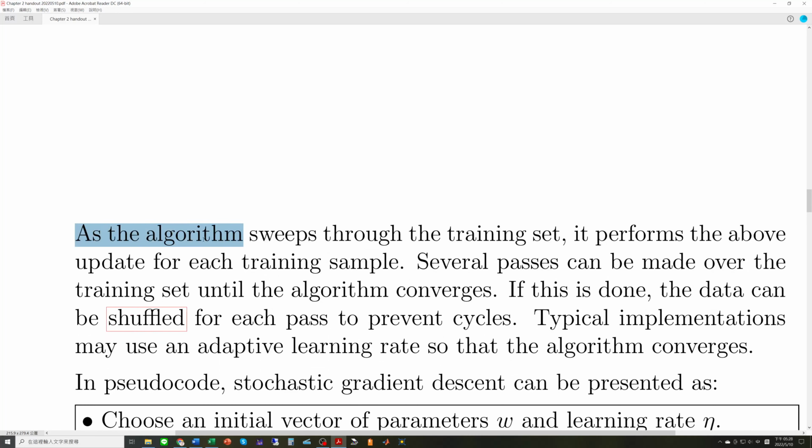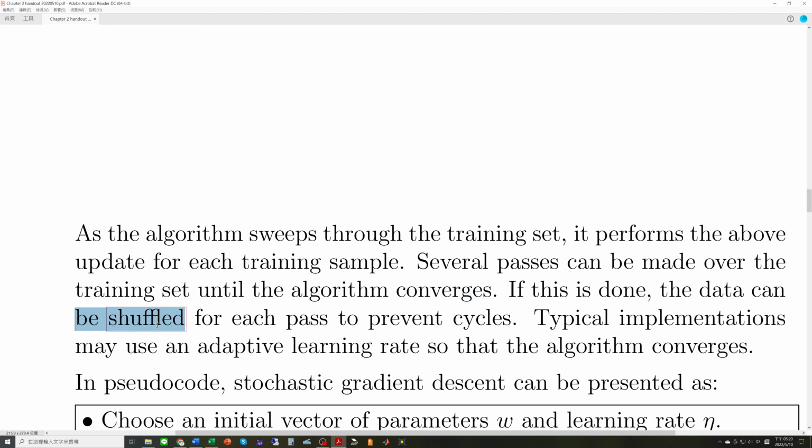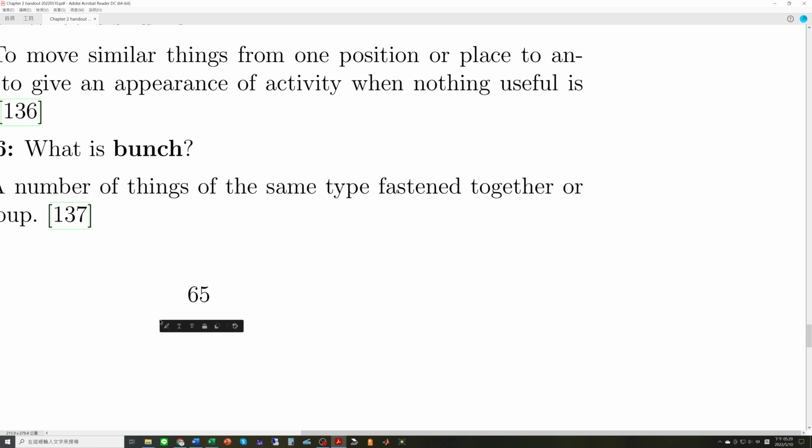As the algorithm sweeps through the training set, it performs the above update for each training sample. Several passes can be made over the training set until the algorithm converges. If this is done, the data can be shuffled. What is shuffled? Let us see what is shuffled.